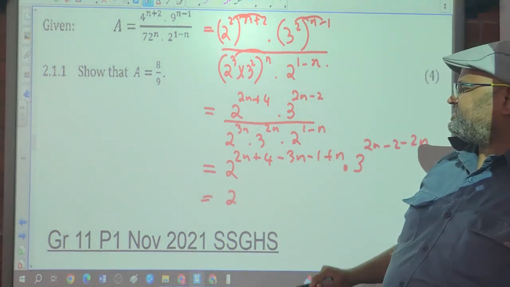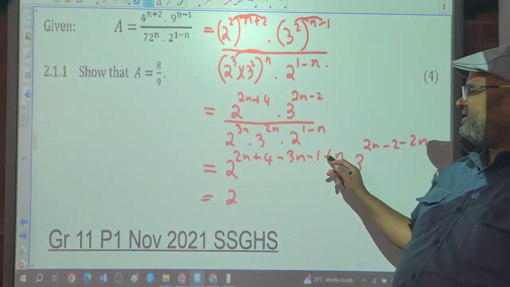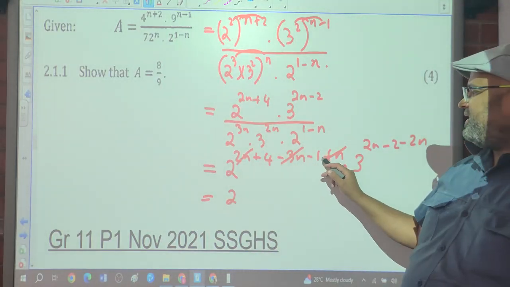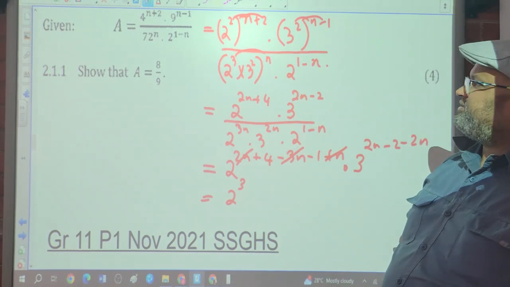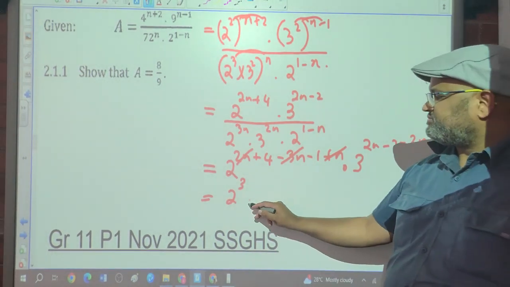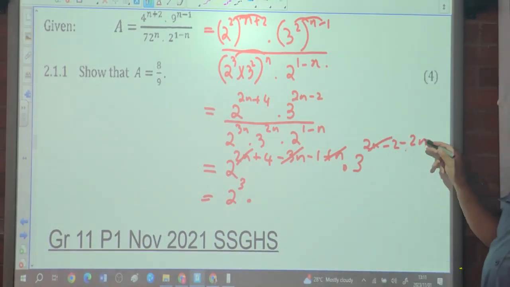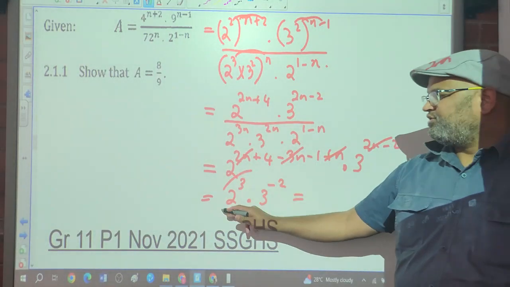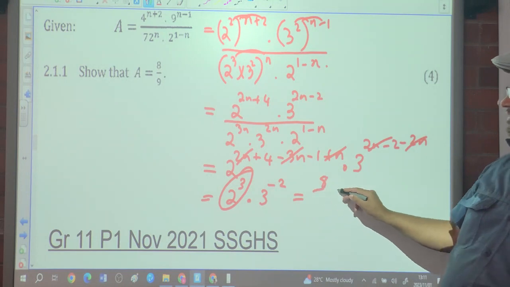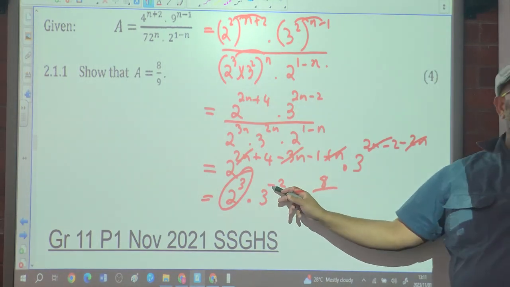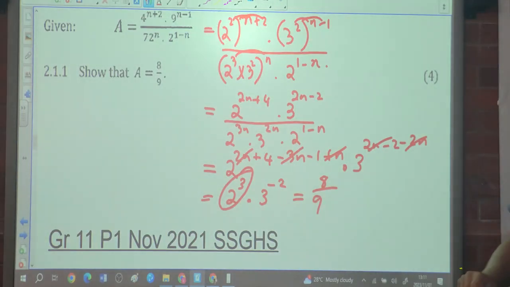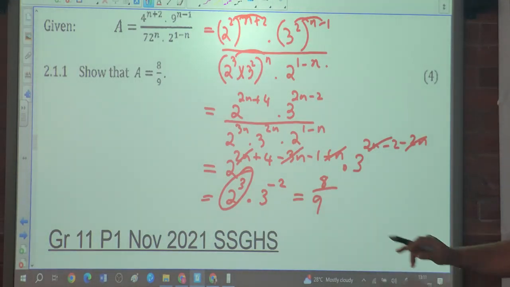So now I add like terms. So 2 to the 2n minus 3n plus, cancel, 4 minus 1 is 3, times, that cancels, 3 to the negative 2. So what's 2 cubed? 8 over 3 squared. Not so, because of the negative. And what is 3 squared? 9. So there we just proved that A is 8 over 9. Okay?